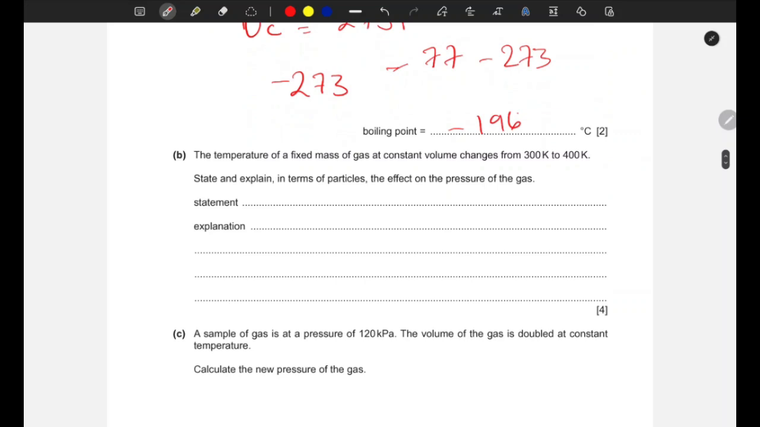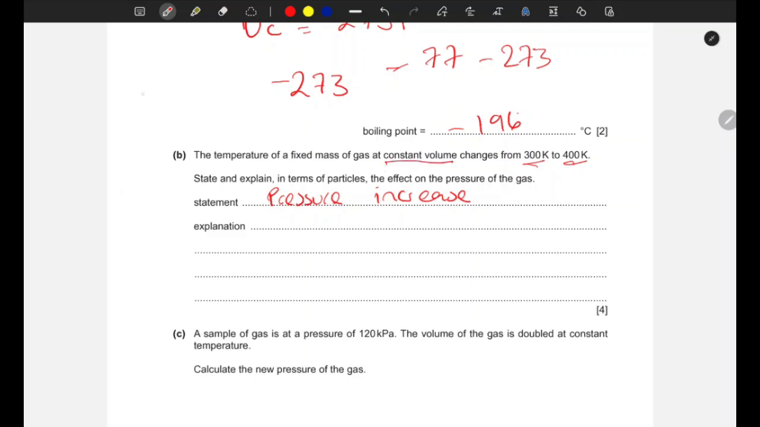The temperature of a fixed mass of gas at constant volume changes from 300 kelvins to 400 kelvins. State and explain in terms of particles the effect on the pressure of the gas. So the statement would be that the pressure increases. Why this would happen is we have a constant volume.